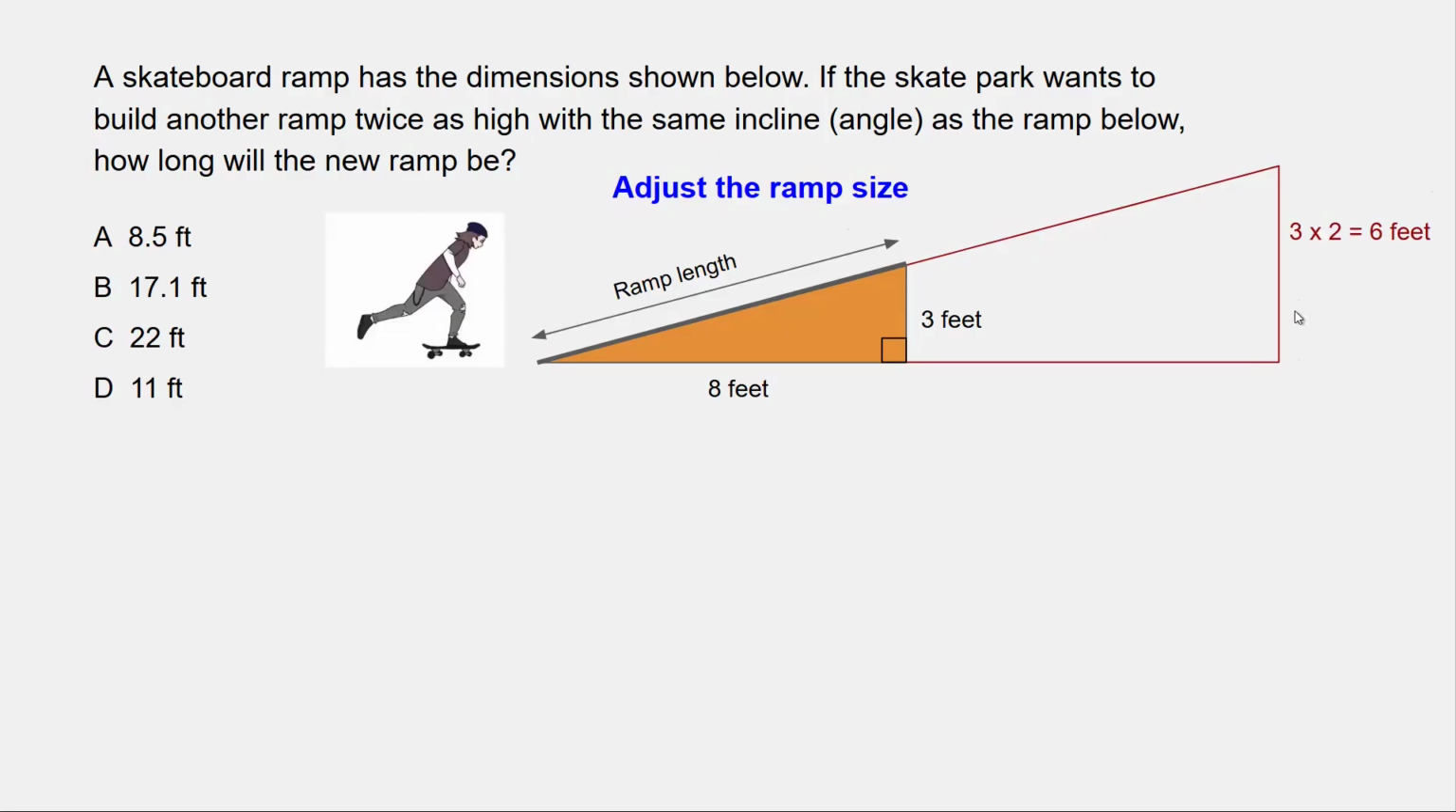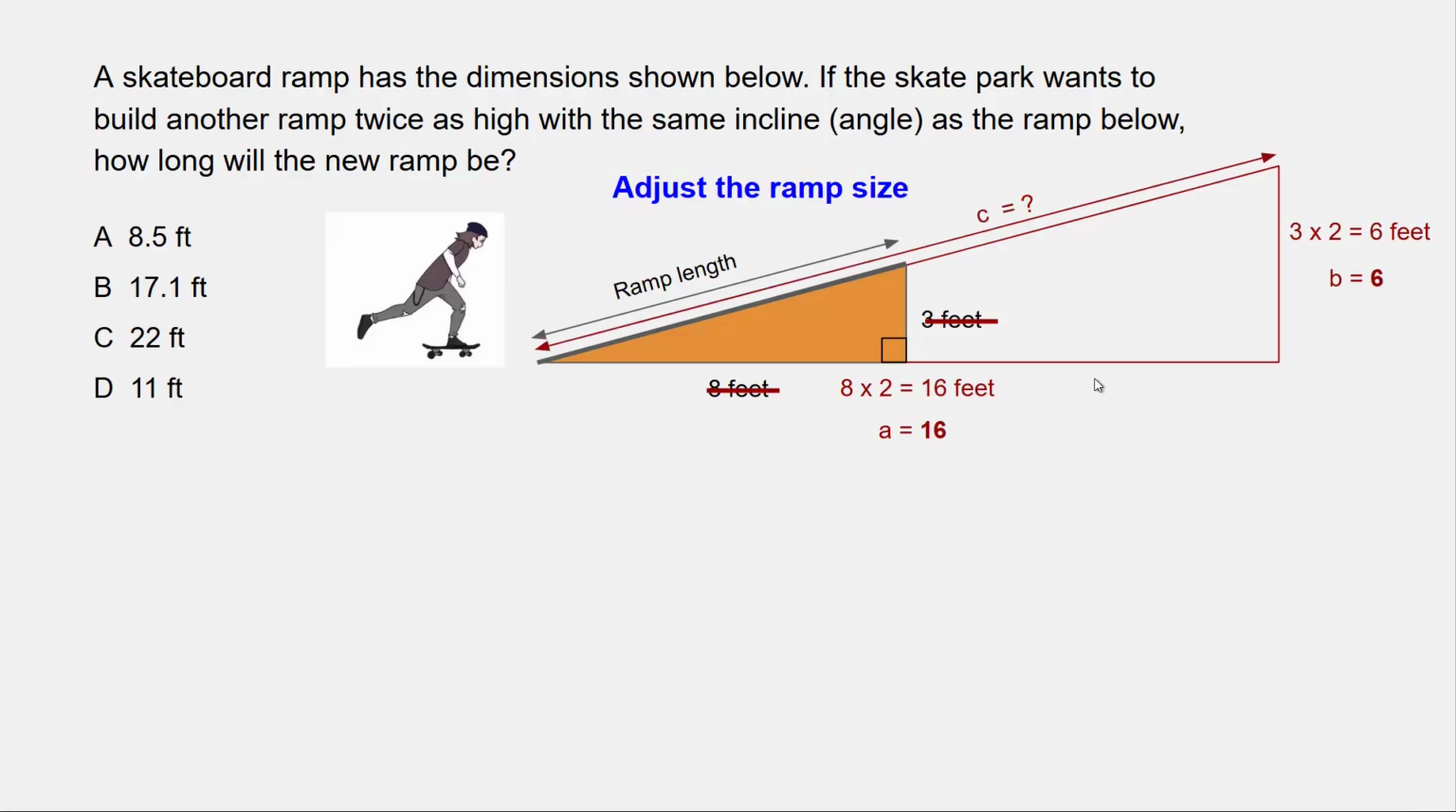This end, which I will call the height of our triangle, 3 times 2 is equal to 6 feet. And so we can forget about the 3-foot height. We're going to be thinking about just 6 feet. We will call B equal to 6. And along the ground here, 8 feet times 2, our length along the ground is now 16 feet. And we will call that A is equal to 16 feet.